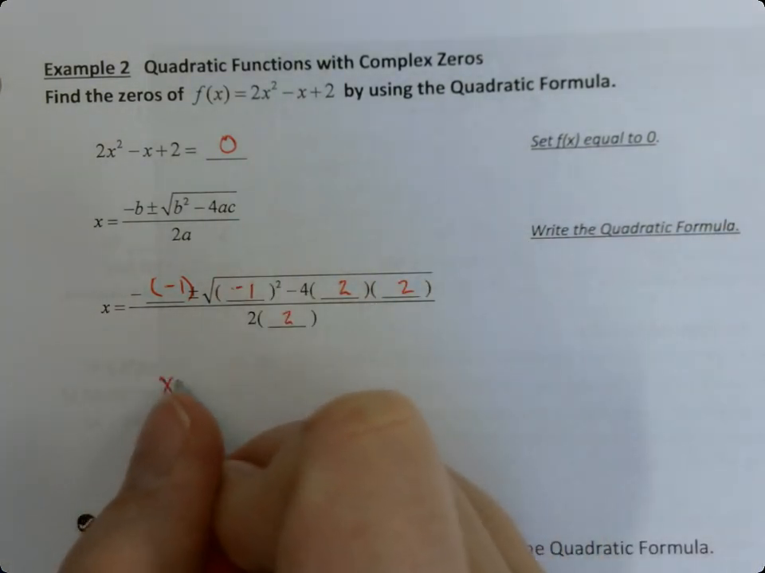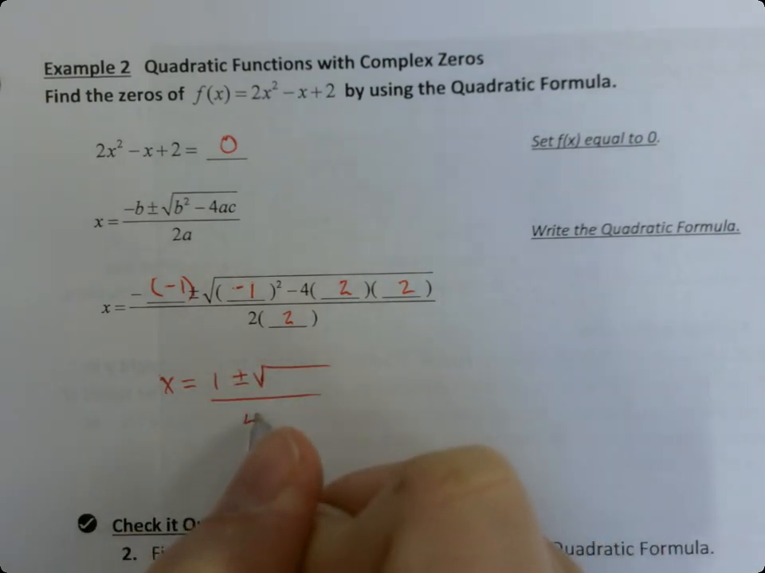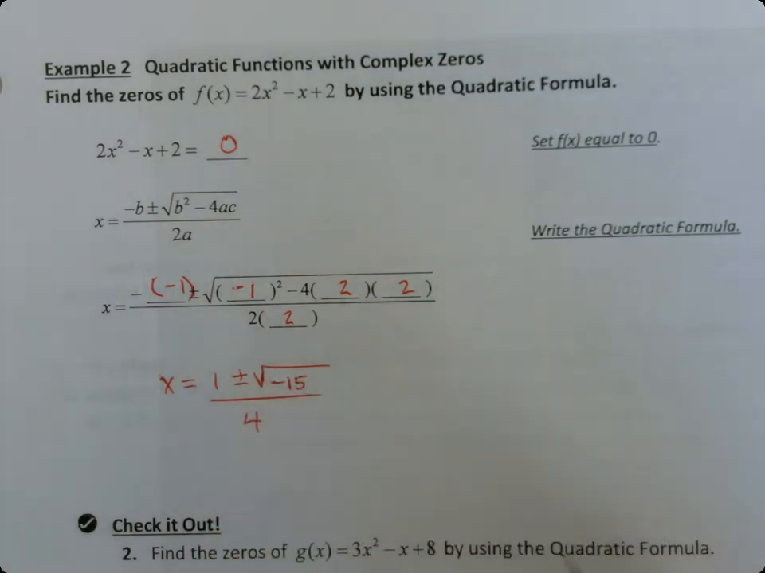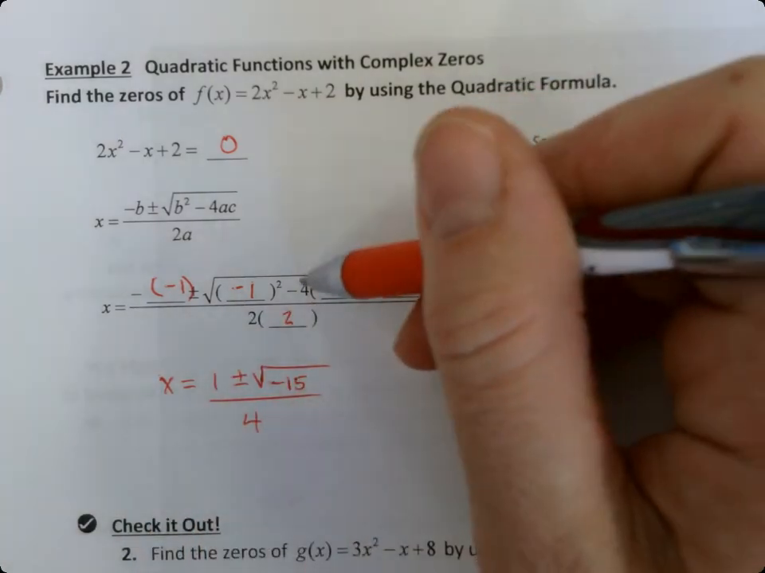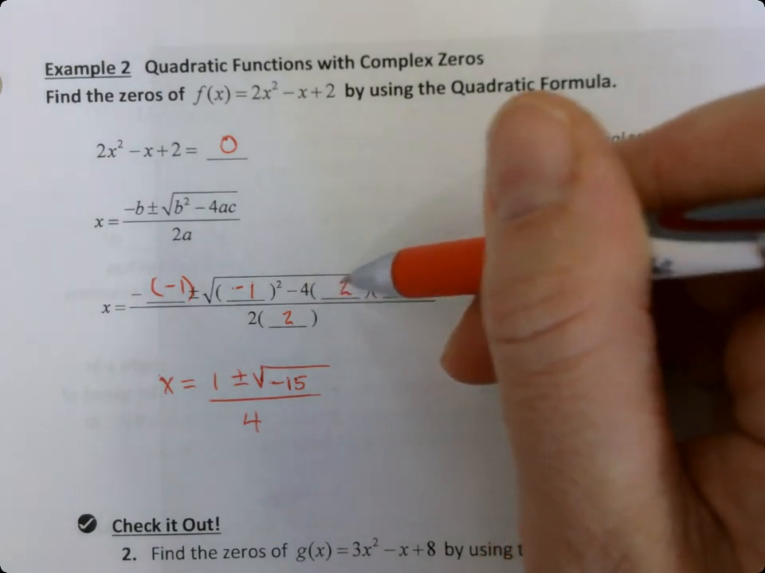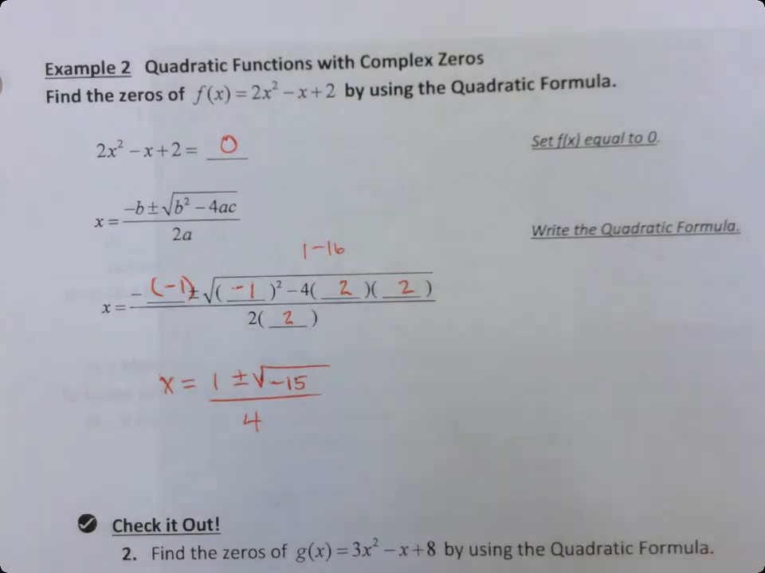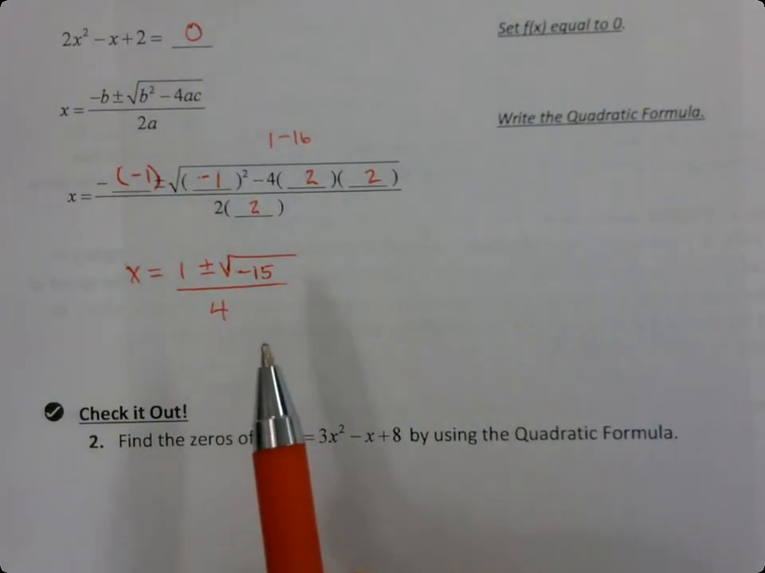We end up with x equals 1 plus or minus the square root of something all over 4. That something should end up being a negative 15. Do you agree with me? Yes? Negative 1 squared is 1 minus 16. Guys, I'm not distributing this 4. It's 4 times 2 times 2, and that's where I'm getting 1 minus 16, which is negative 15. Okay, now, this means no real solutions.